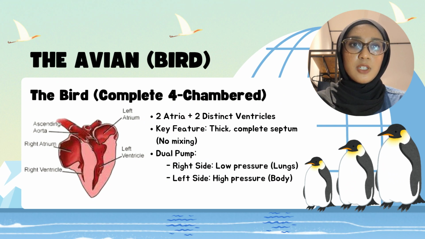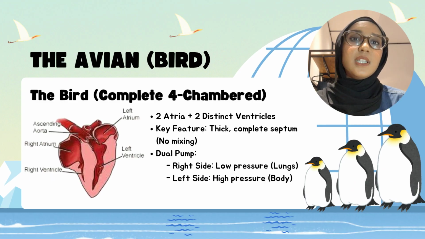This structure creates a dual pump system. The right side acts as a low-pressure pump to send blood just to the lungs, and the left side acts as a high-pressure pump to send blood to the rest of the body. This efficiency is exactly why birds, like this penguin here, can maintain high energy levels in extreme environments.